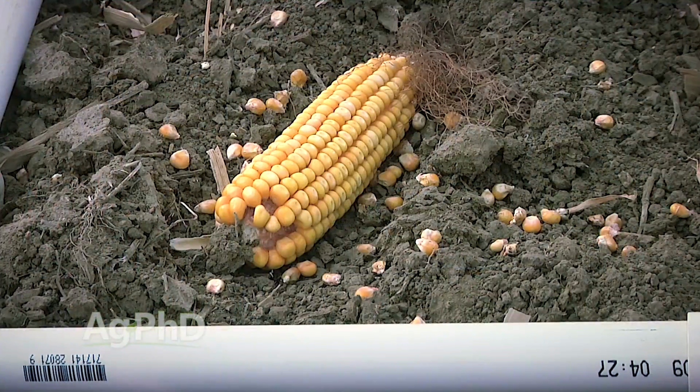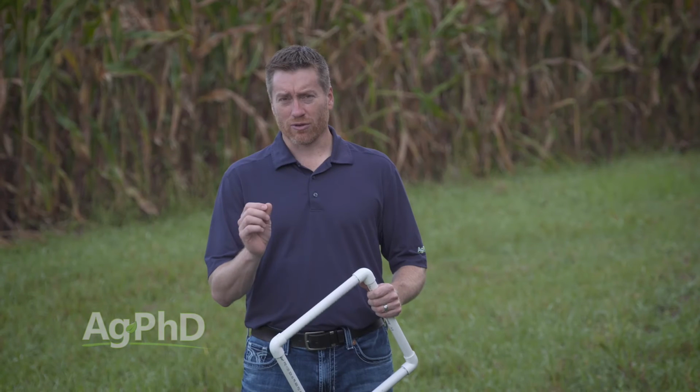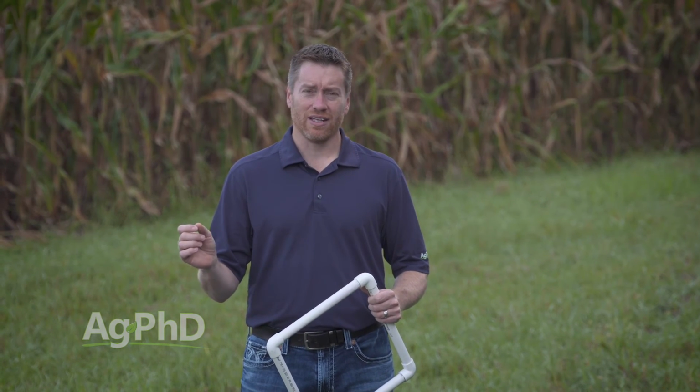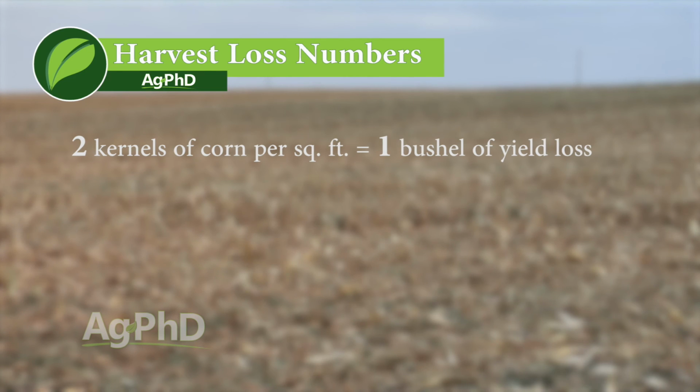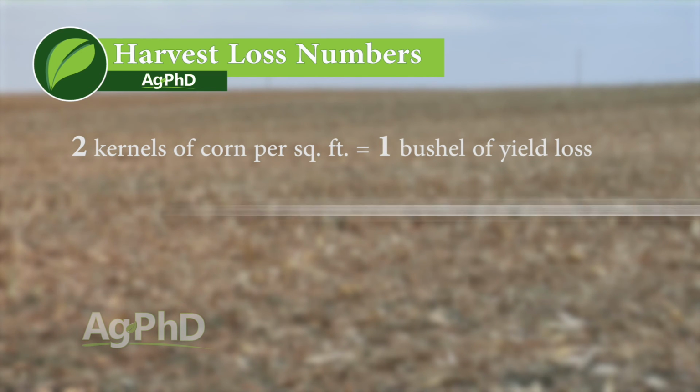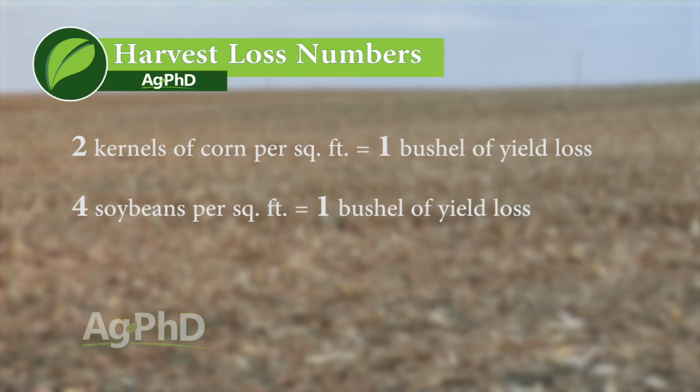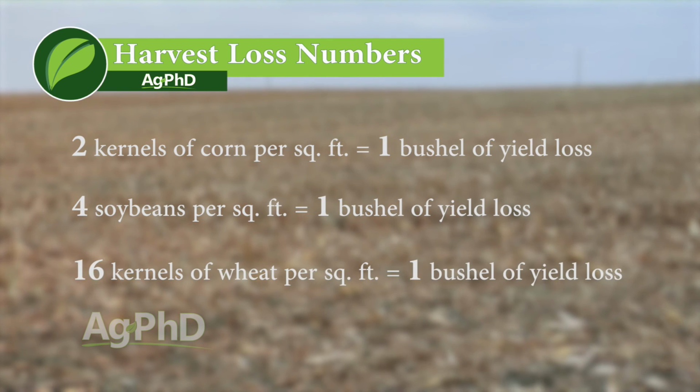Now, depending on the crop, as Brian mentioned, if you know the numbers 2, 4, and 16, you've got it down for corn, soybeans, and wheat. For corn, if you find 2 kernels in this 1 square foot, that's roughly 1 bushel per acre of loss. If you find 4 soybeans in this square foot, that would be roughly a bushel loss, and 16 kernels of wheat would equal roughly 1 bushel of loss.